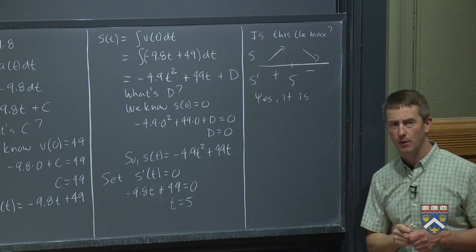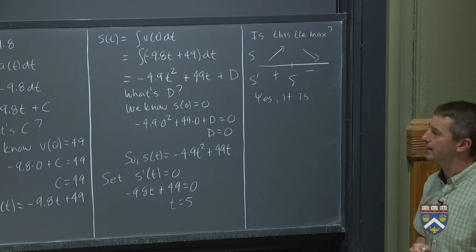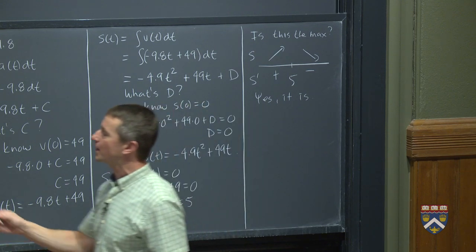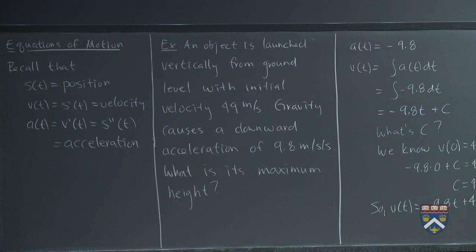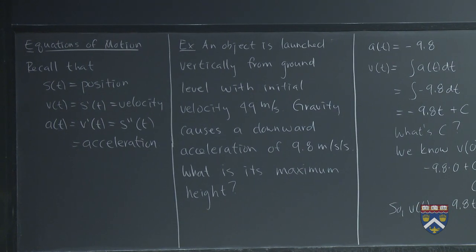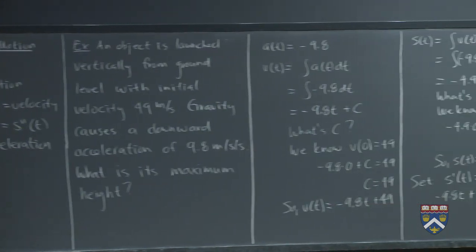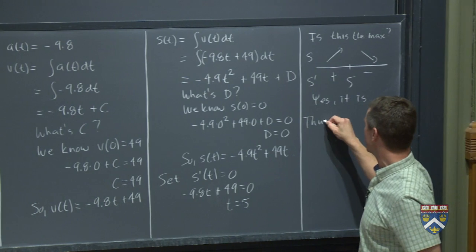And have we fully answered the question? Not quite, because the question actually asked not when the max height occurred, but what was the max height. Back in week 4, we already knew when the max height occurred. That was at time 5. So the max height is, how are we going to find that?